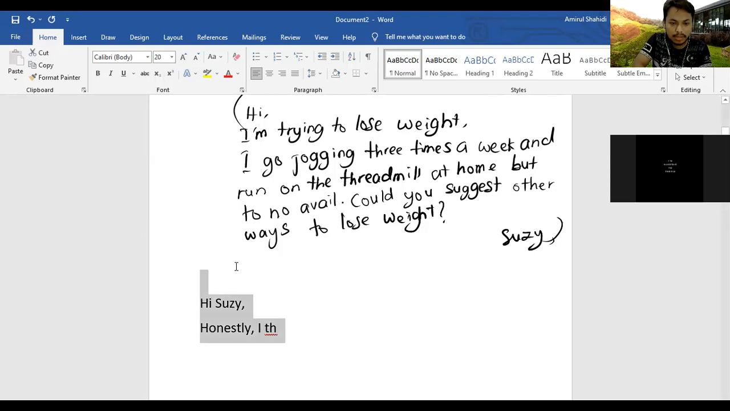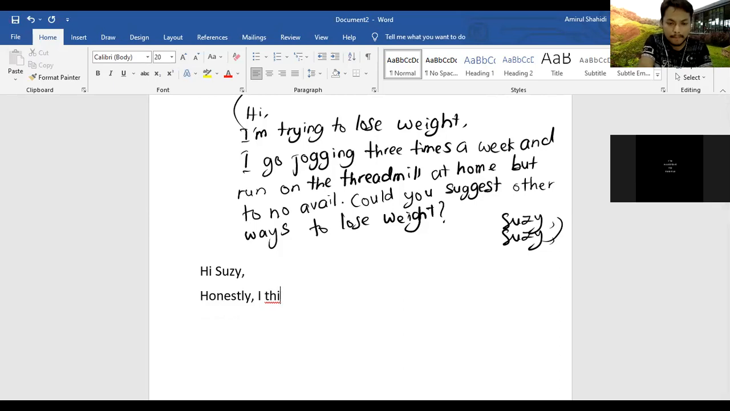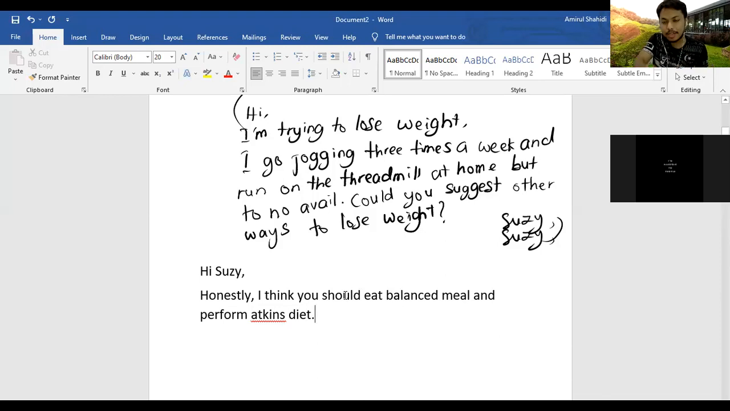I do. Honestly, I think you should, but balance meal. Yes, of course. And hello. Yes. Yeah, yeah, why? George. Yes. Atkins diet. Perform Atkins diet. Ah, boleh, boleh. Make sure to put jarak. Tak jarak pun tak apa. Yang penting tulis bawah dia. Honestly, I think you should eat balanced meal and perform Atkins diet.